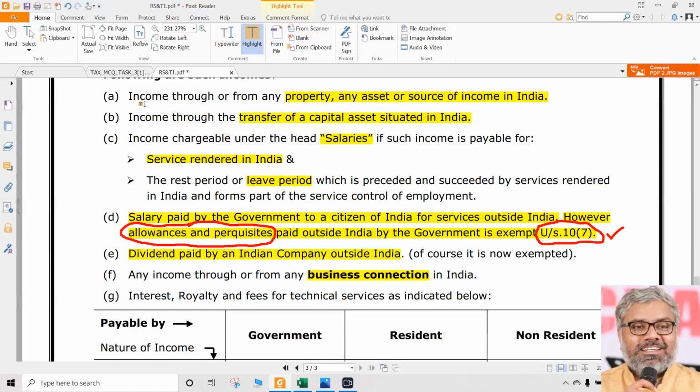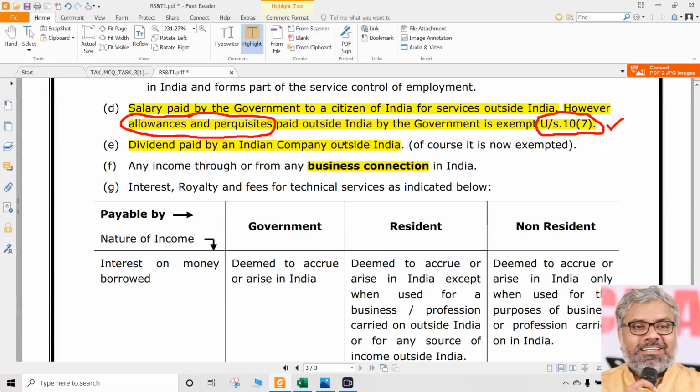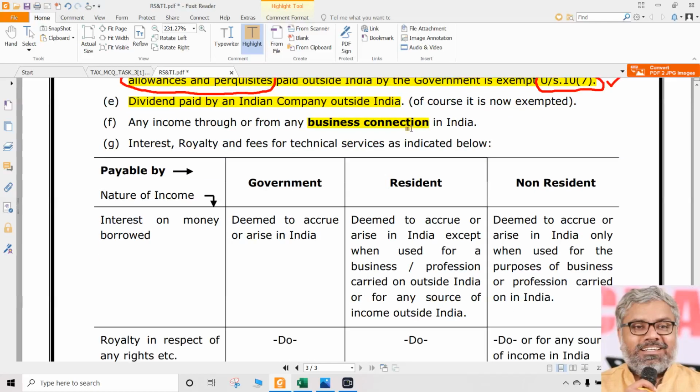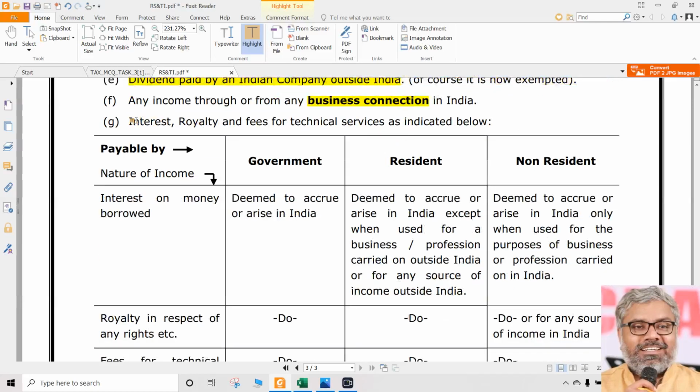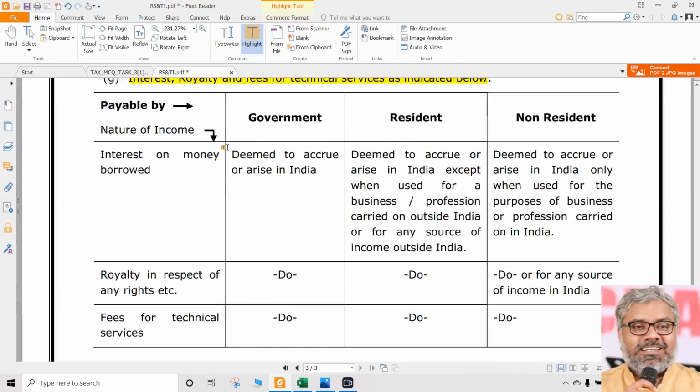What are those things? Income coming from any property or asset or any other source of income in India, income coming from transfer of any capital asset in India, income coming from salaries for services rendered in India, salary paid by the government to an Indian citizen outside India for the services rendered outside India, dividend paid by an Indian company outside India, any income through or from business connection in India, and interest, royalty or fees for technical services also will become taxable. This also we have seen.